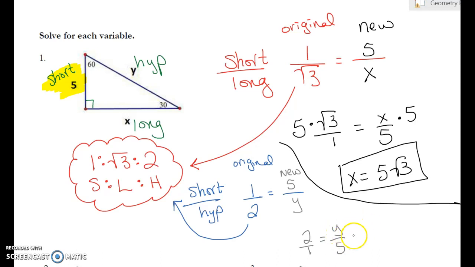And now to get y by itself, I'm going to multiply by 5. And so my y value is 10.